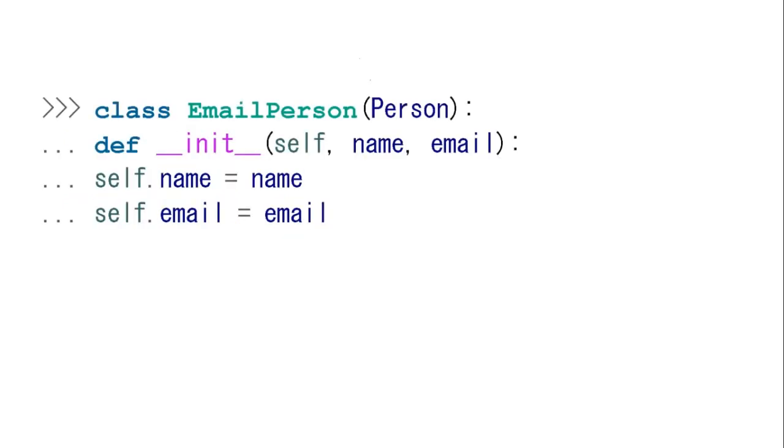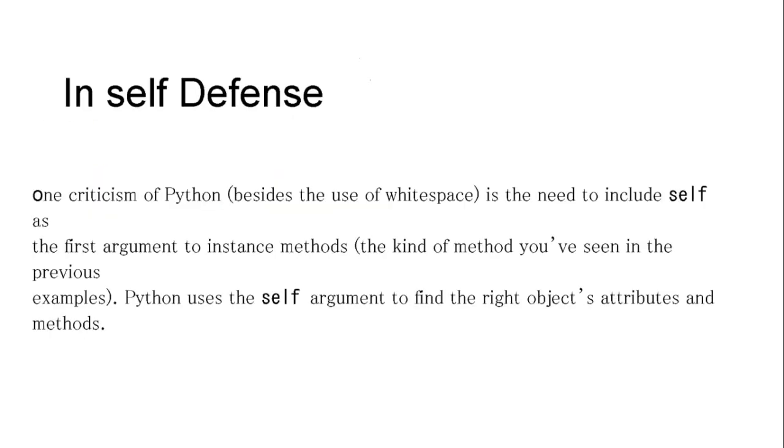Moving on, let's make one of these creatures. We should be able to access both the name and email attributes. Why did we not just define our new class as follows? We could have done that, but it would have defeated our use of inheritance. We use super to make Person do its work the same as a plain Person object would.